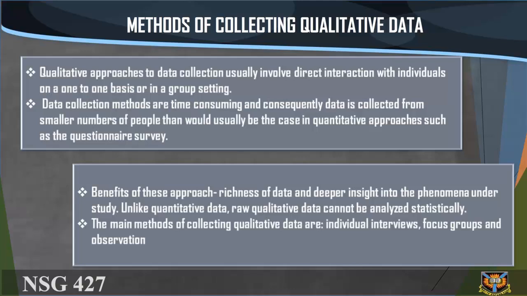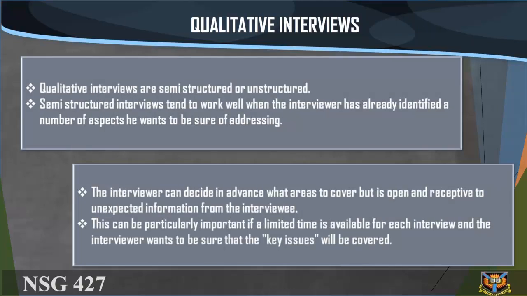Unlike quantitative data, raw qualitative data cannot be analyzed statistically. The main methods of collecting qualitative data are individual interviews, focus groups, and observations. Qualitative interviews. Qualitative interviews are semi-structured or unstructured.